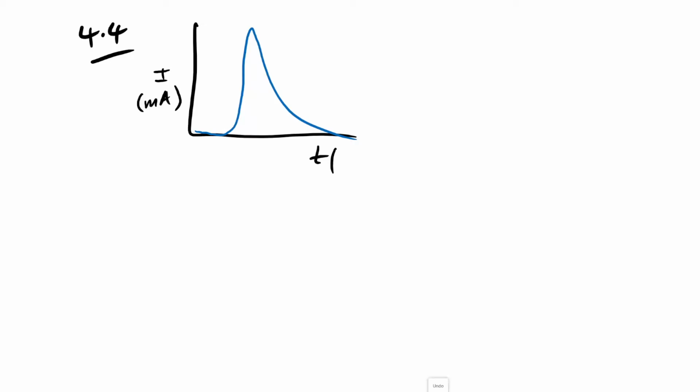4.4, the electron hits the first electrode, then it bounces off, and so on. We have a graph that shows the variation of current in the ammeter with time due to this pulse. So this is current in milliamps, and this is time in nanoseconds. Determine the number of electrons that flow. That means we have to find total charge.